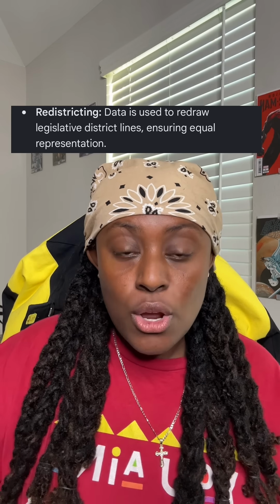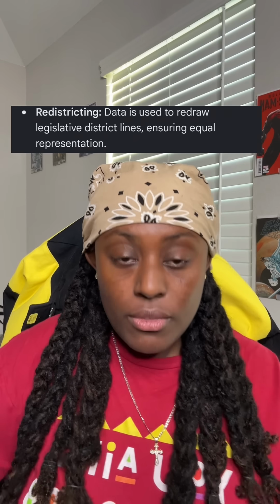So once a state understands, okay, so we have this amount of seats. So let's use Louisiana for an example. Louisiana finds out, okay, we have 6 seats, therefore we have 6 districts. They have to redistrict or draw the amount of districts on a map for their state.